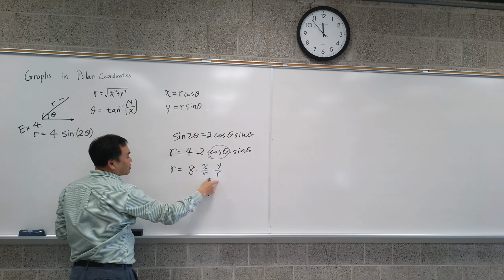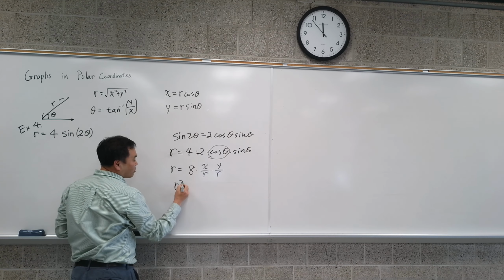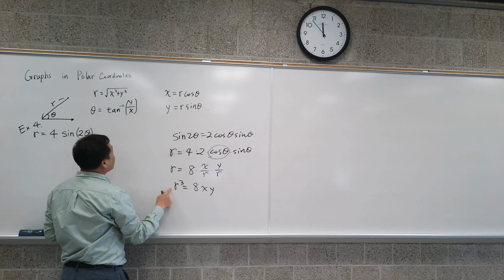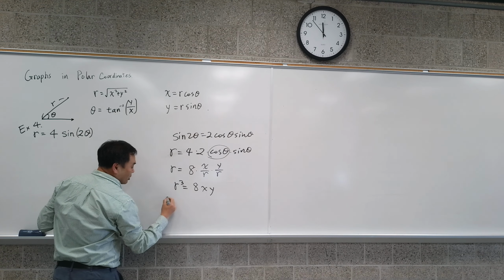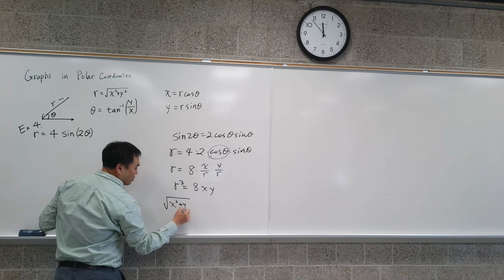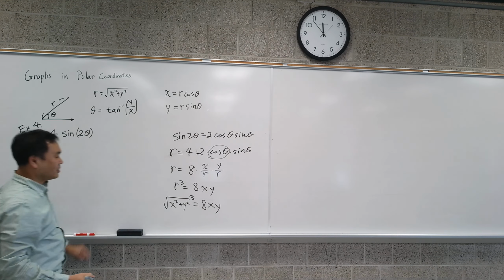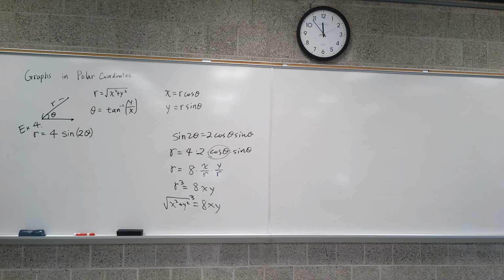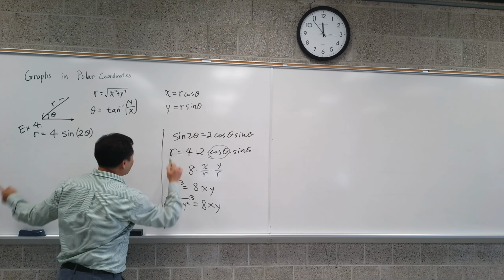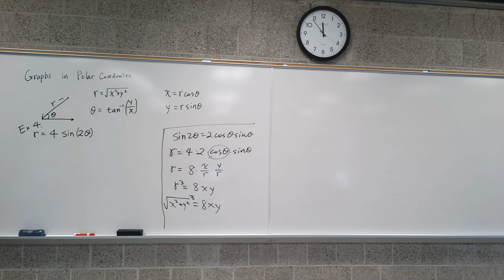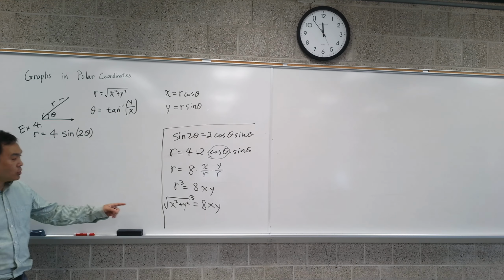And now you can multiply this over here. You get r cubed equals 8 times x times y. And this r cubed, well, r is this guy, right? So you can rewrite it as x squared plus y squared, cubed, equals 8xy. And again, you get something very cryptic, right? So you could change this equation into rectangular, but the rectangular coordinate equation is, I would say, harder than this one.